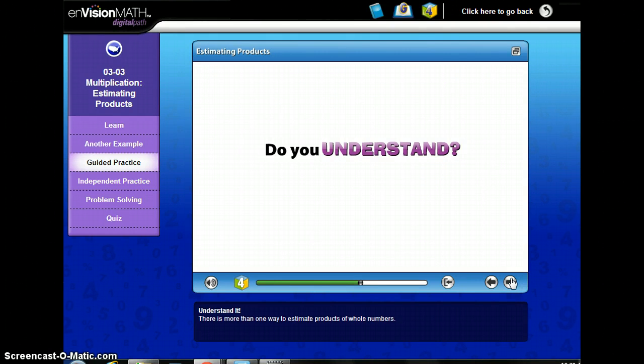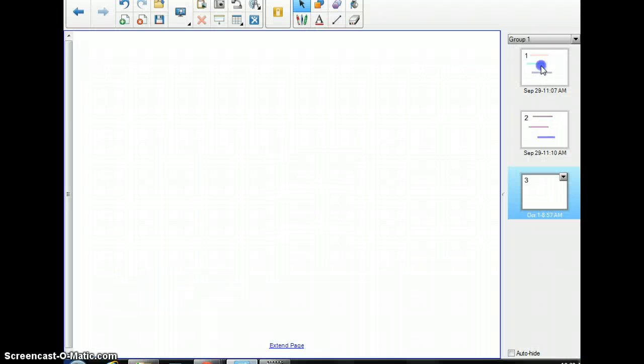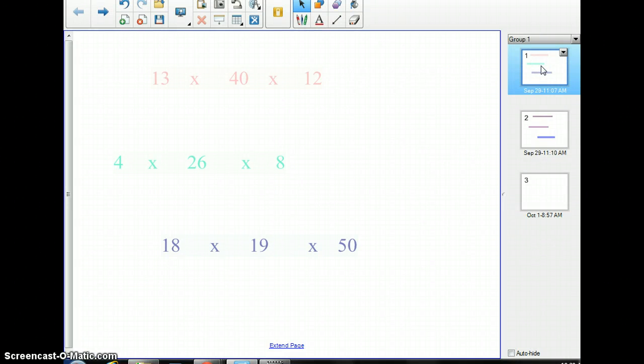Okay, now I'd like you guys to grab your iPads and go to a notebook or an Explain Everything file. Our first example is the top one right here. Everybody needs to write this down exactly the way you see it. 13 times 40 times 12. Now you can change all or some of those numbers, and then you can chunk them and find the compatible ones to work with.